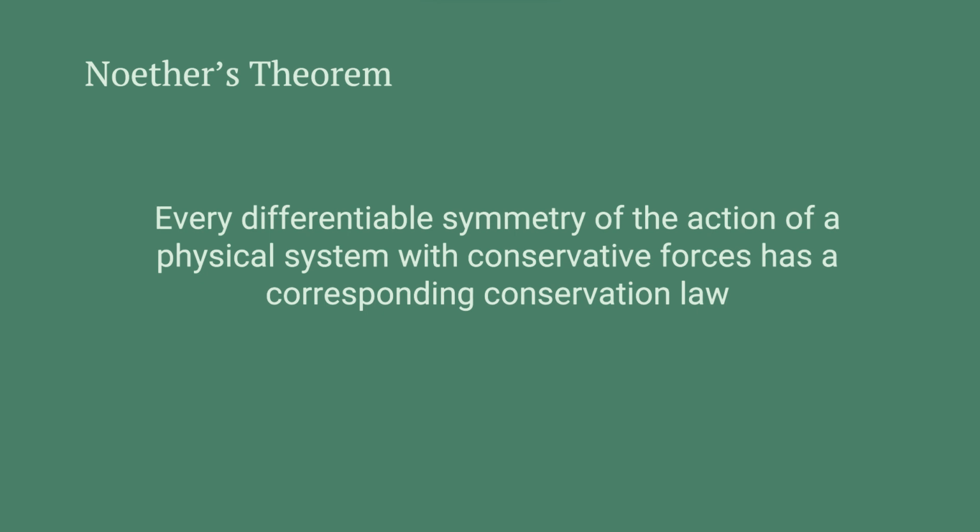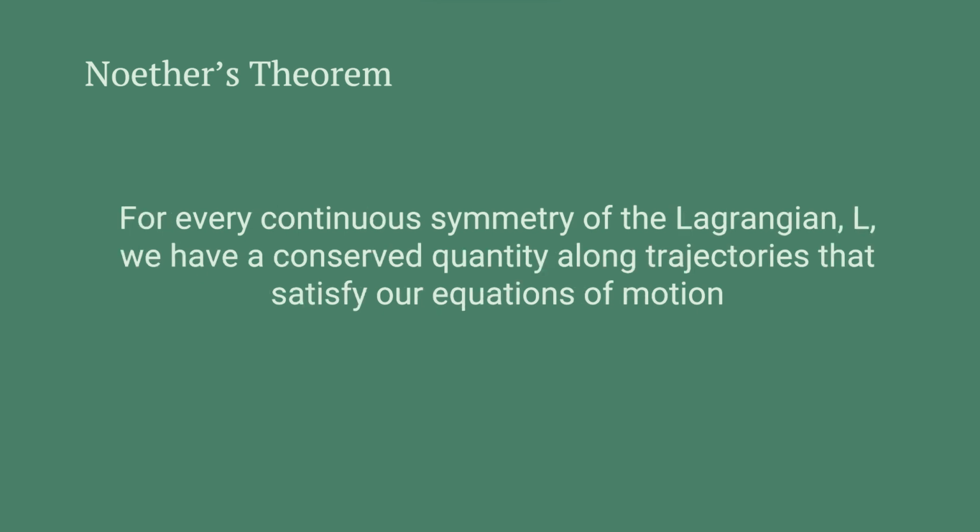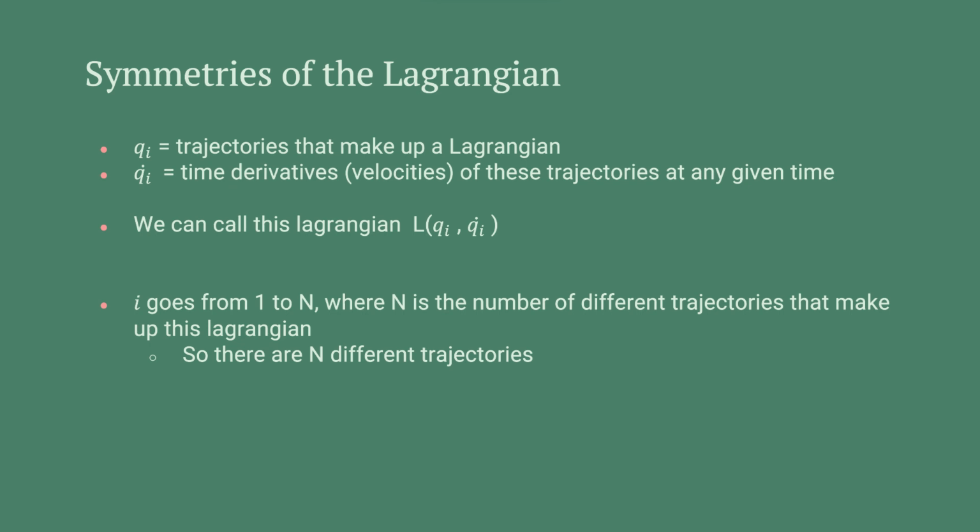Every symmetry of the action of a system with a conservative force, i.e. a force in which the work done is independent of the path taken of the particle, has a corresponding conservation law. So in this case, for every continuous symmetry of the Lagrangian, we have a conserved quantity along the trajectories that satisfy our equation. So i here signifies the number of the trajectory, from the first trajectory, number 1, to however many trajectories we have, in this case, n.